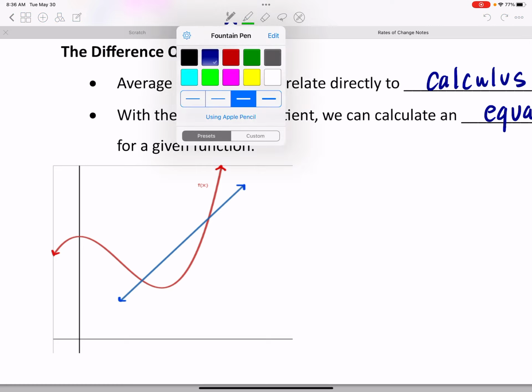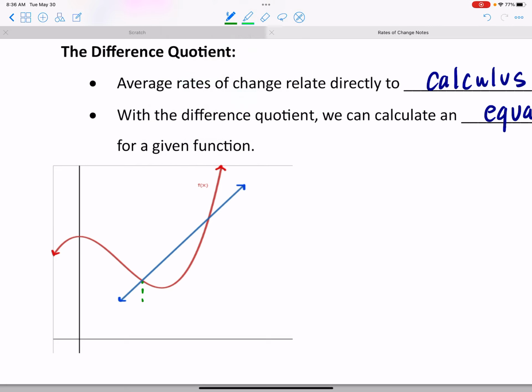So what we're going to do here is instead of calling this x value some random x value, we're going to call it x. And that means our first y value that corresponds is going to be f of x.